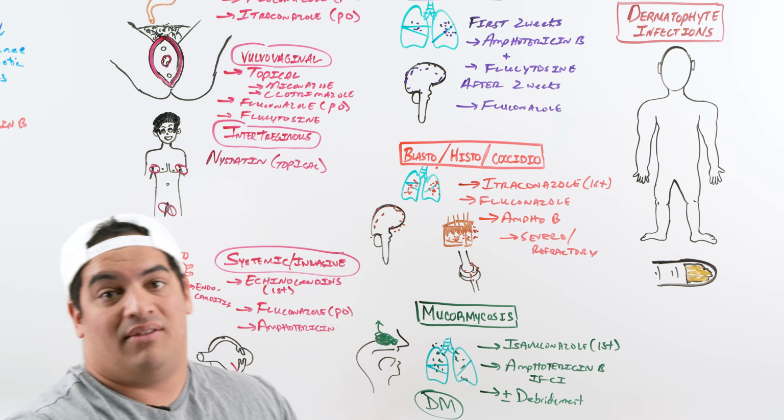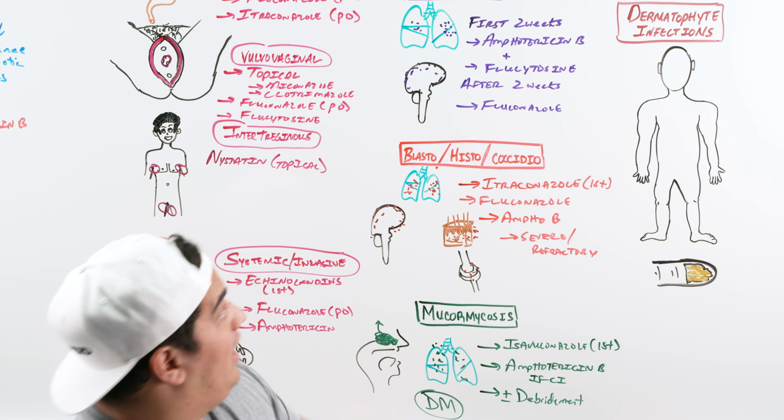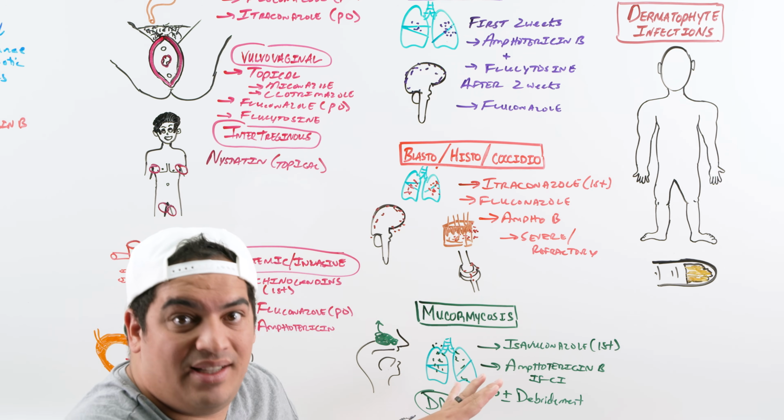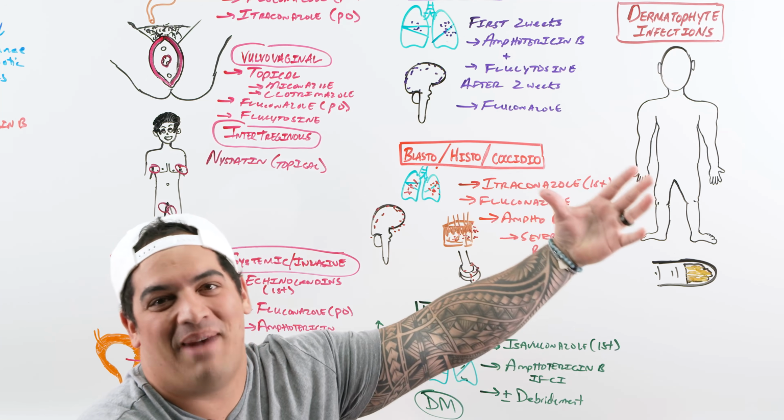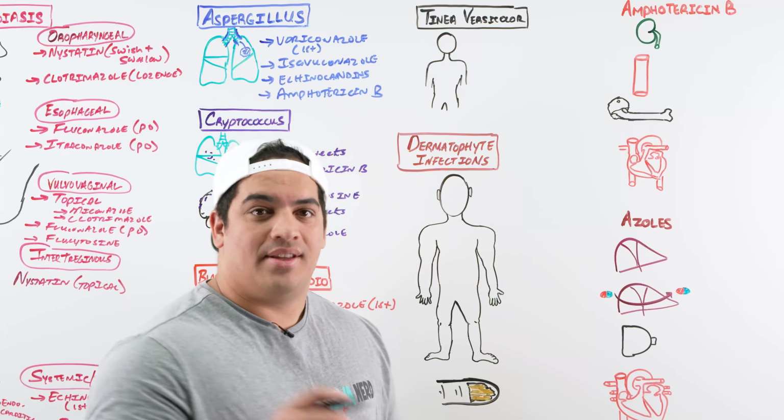Sometimes you may need debridement of the actual lesions as well. All right, that covers these particular nasty systemic fungal infections. Let's finish it off with the easy, commonly remembered ones, which are your dermatophyte infections and tinea versicolor. All right, so the next one, tinea versicolor.